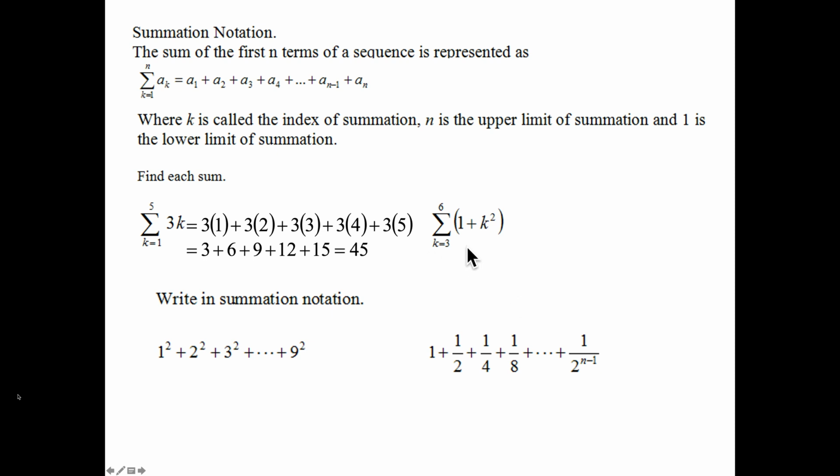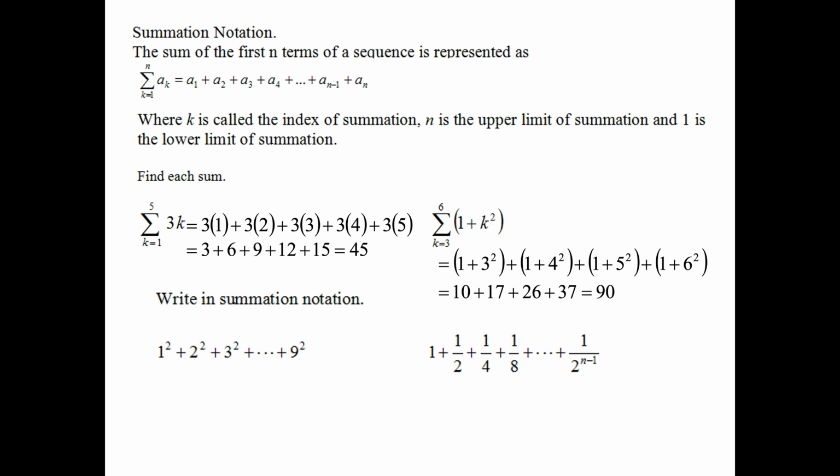And we don't have to start at 1 on the bottom. You can start whatever they ask you to start at. So we're going to start with 3. So that's 1 plus 3 squared plus 1 plus 4 squared plus 1 plus 5 squared plus, to the upper limit, 1 plus 6 squared. So 9 plus 1, 10. 16 plus 1, 17. 25 plus 1, 26. 36 plus 1, 37. Add it all together, you get 90.